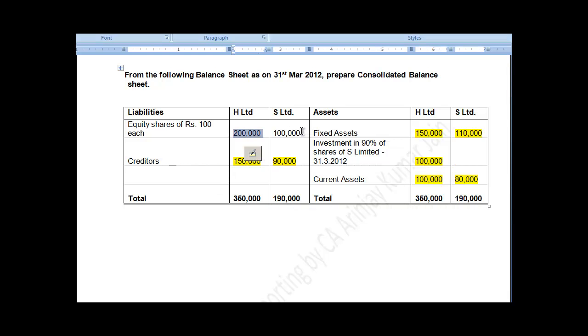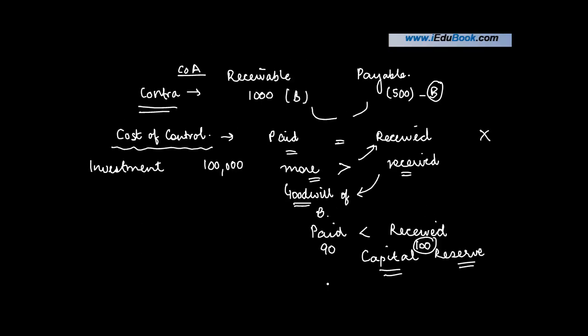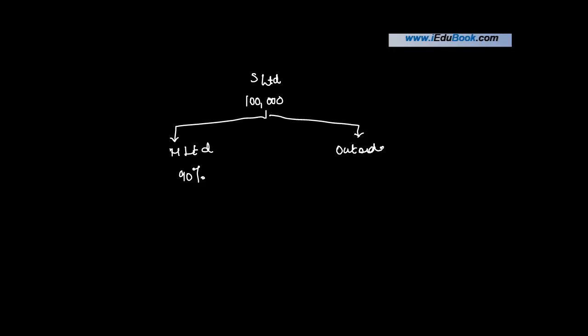Now coming to S Limited, the share capital of S Limited is how much? 1 lakh, right? Now this 1 lakh of share capital, let me use a different sheet. This 1 lakh of share capital of S Limited belongs to two people. The first owner is who? H Limited. How much do they own? They own 90% of this. And the other owners are some outside shareholders, right?